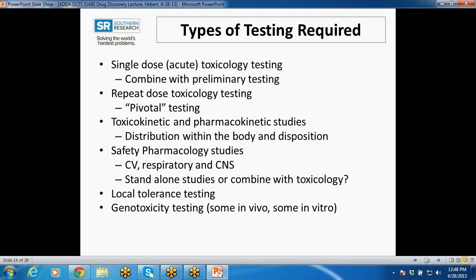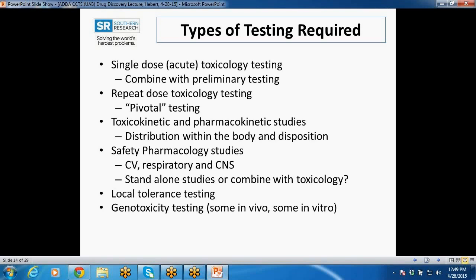Those studies are typically done at a non-toxic drug level, because you don't want to do your pharmacokinetic study at a dose that causes overt toxicity that could then affect the kinetics of the drug.